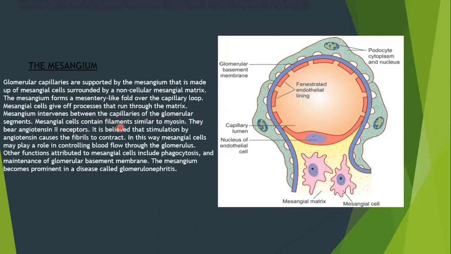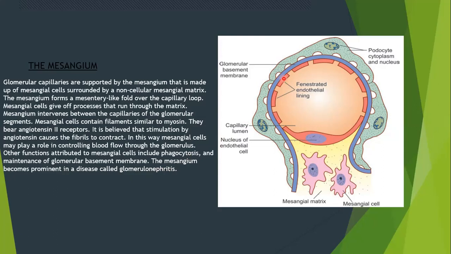What is the function of these mesangial cells? They contain filaments similar to myosin, and they contain angiotensin II receptors. It is believed that stimulation by angiotensin causes those myosin-like filaments to contract, and by contracting, they help to control blood flow through the glomerulus. Also, they are phagocytotic cells, and they help in the maintenance of the glomerular basement membrane. The mesangium becomes prominent in a disease known as glomerulonephritis, also known as Bright's disease, and it is of two types, primary and secondary. But that is a story for another day.